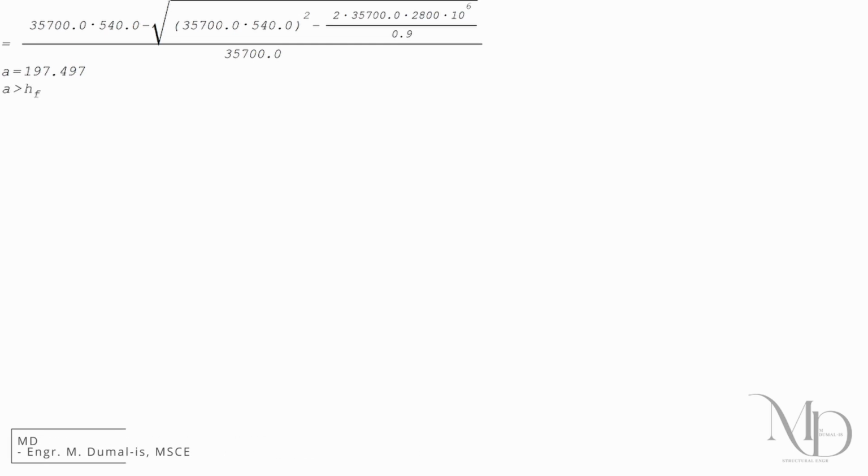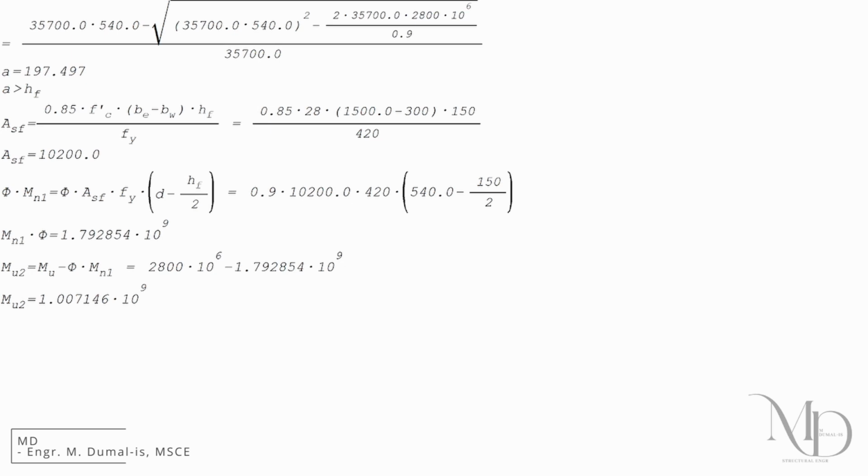The compression block depth exceeds the slab thickness. We'll design the beam knowing that the compression block is not just a rectangle. We solve for ASF using the overhang as the compression block. From the value of ASF, we solve for the value of the portion of the capacity, phi-Mn1. We subtract the value of phi-Mn1 from the ultimate external moment to get the value of Mu2.